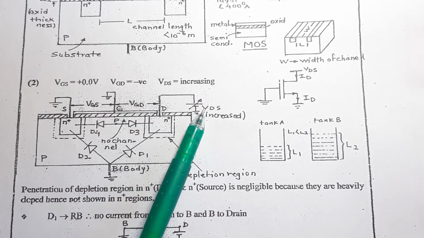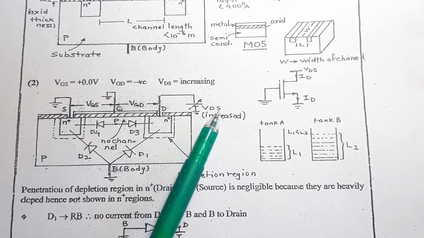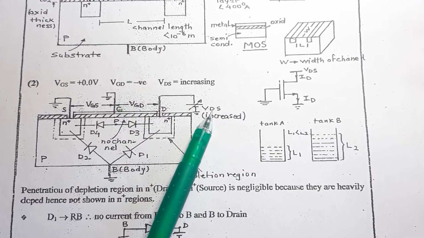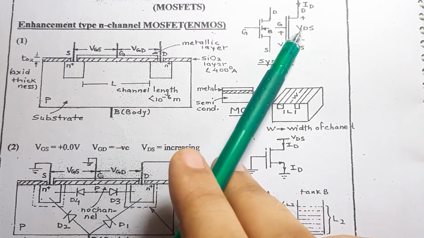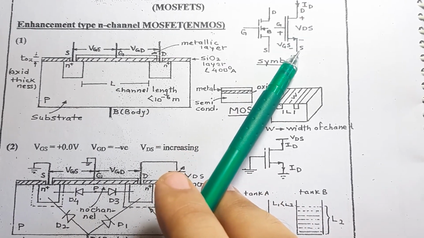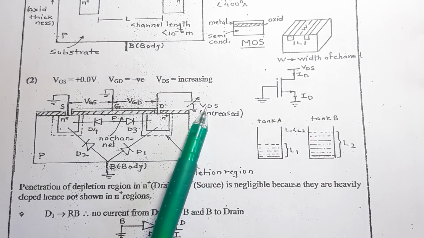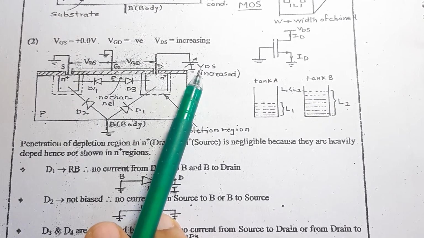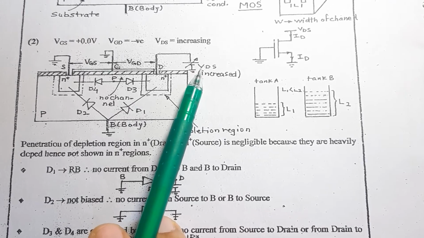Now drain to source voltage is not being shown over here, since we always say that the source terminal is grounded and common to both input and output. As you can see, VDS over here is nothing but the voltage at the drain terminal, which is variable and is kept on increasing. Now let's see what happens.